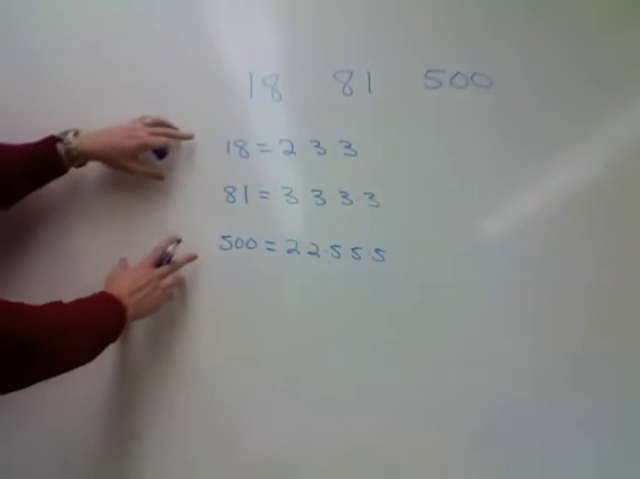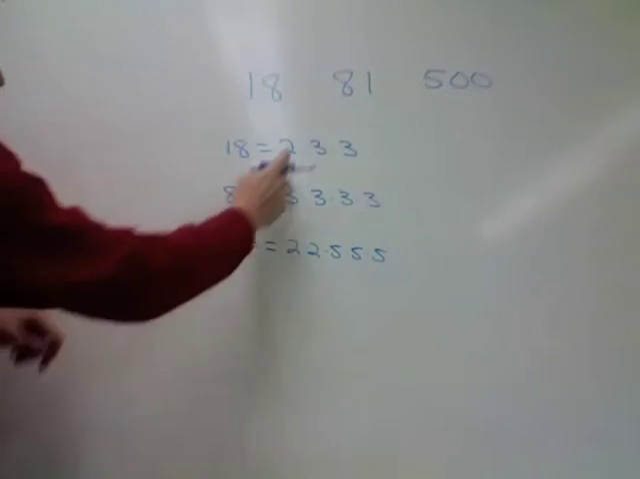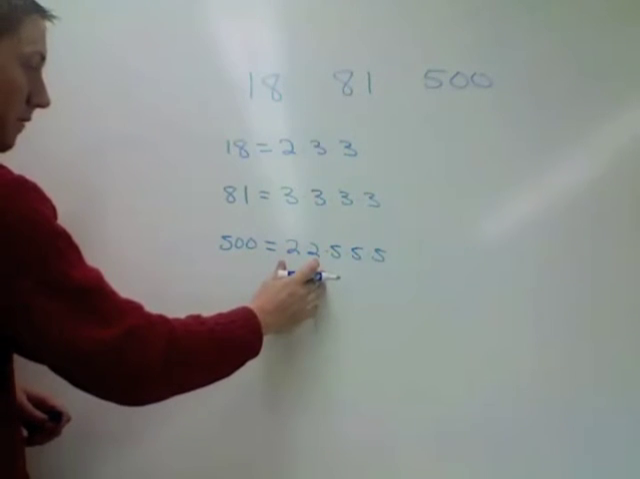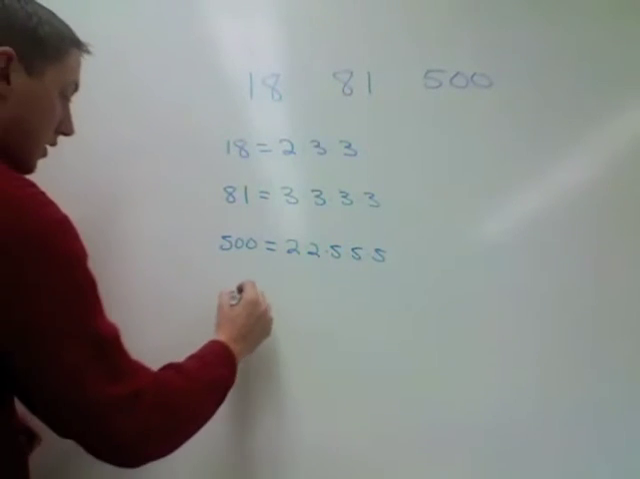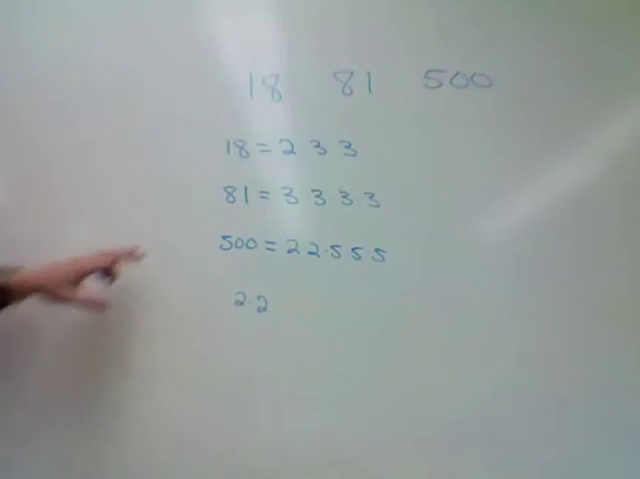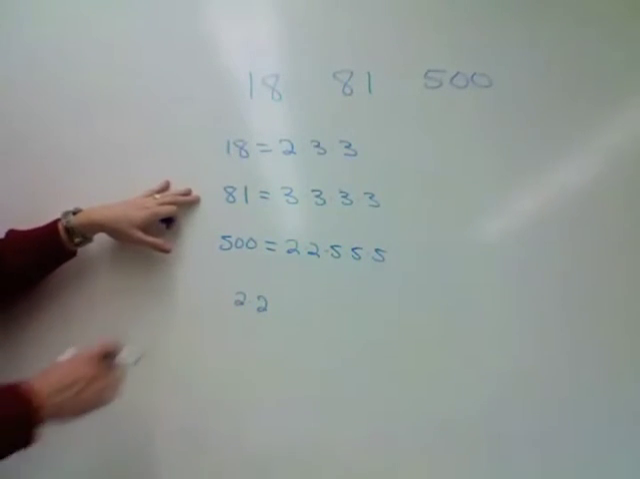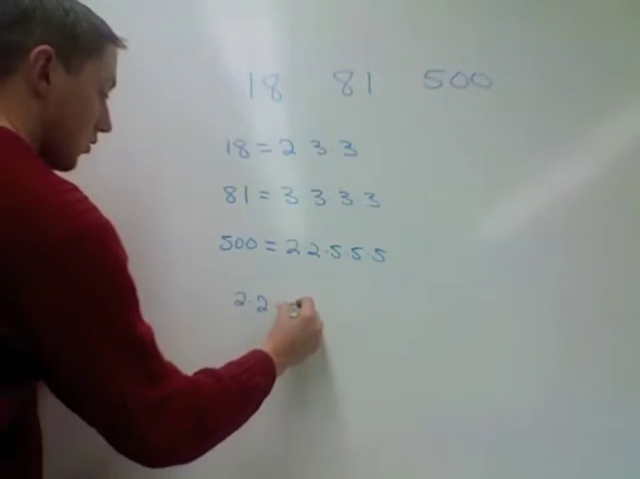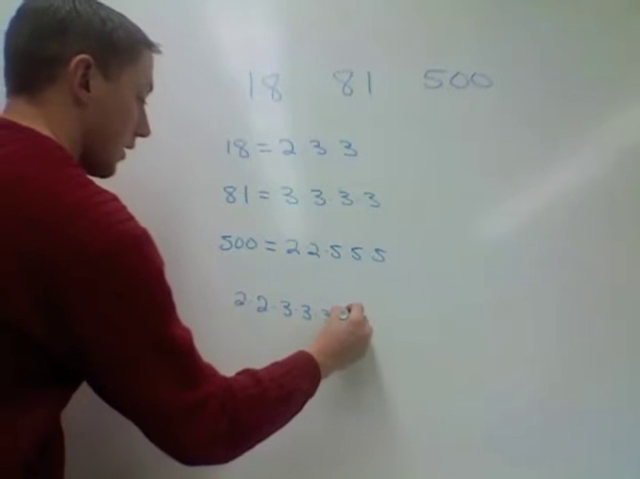From 18 and 500, we see that they both have 2 in common. 500 actually has the greatest number of 2's, which is two, so we're going to take those 2's and put them in. Now we look at the other numbers. We see that 18 and 81 have 3 in common. 81 has four of them, so we're going to put those in the least common multiple: 3 times 3 times 3 times 3.